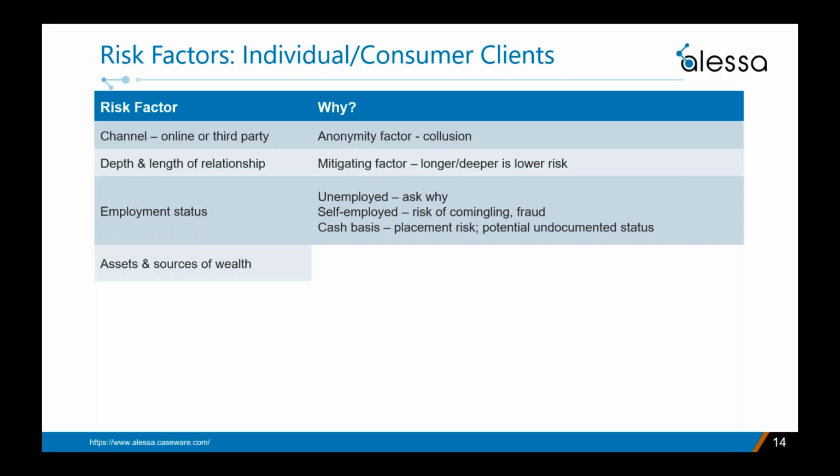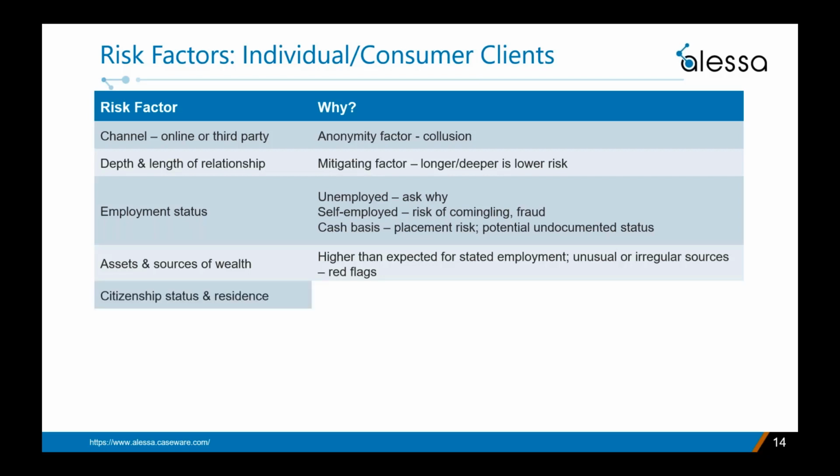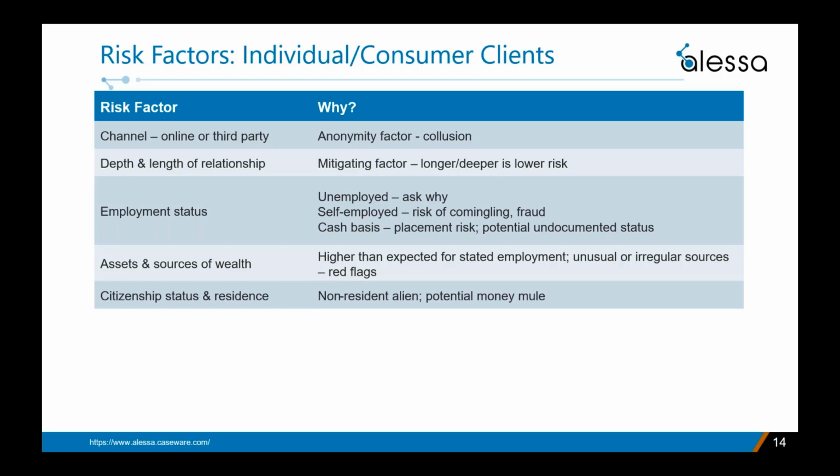With certain types of accounts, the client's assets and sources of wealth may also present higher risk factors. If they appear to have assets beyond what you'd expect based on their employment history, or if they list unusual or irregular sources of these assets and the explanations they provide can't be sufficiently verified, then their risk score should reflect this. Citizenship status and residence are also important risk elements for individuals. A person with non-resident alien status is a higher potential risk than a citizen or a permanent resident.